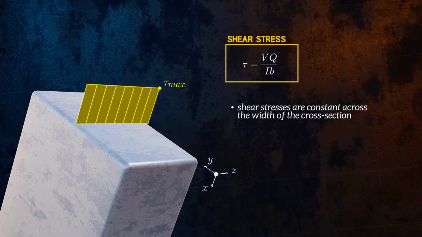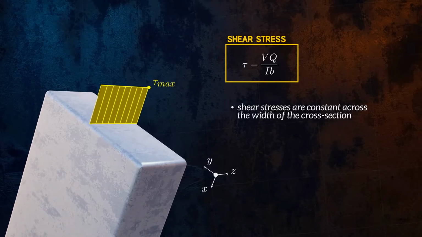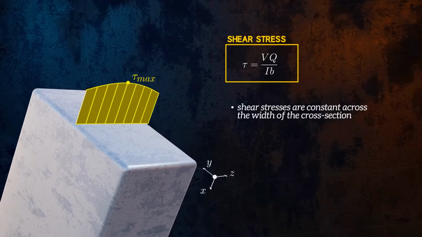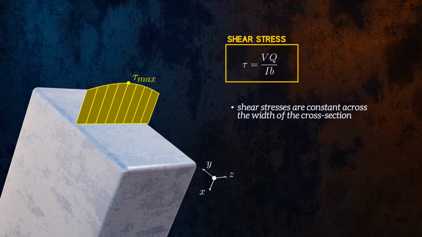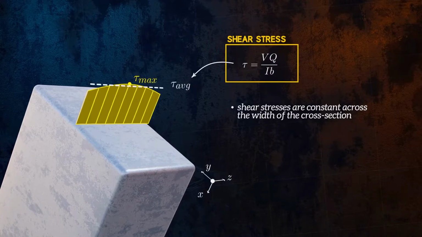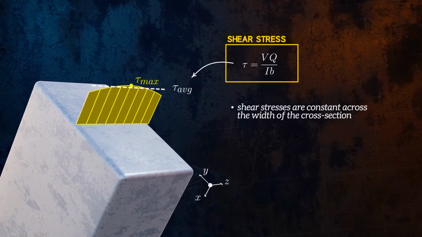For rectangular cross-sections, this is a reasonable assumption if the rectangle is thin. But for cross-sections like this one, the shear stresses can vary significantly over the width. And so, in these cases, the equation can really only give us the average shear stress across the width of the cross-section. It can't tell us what the maximum shear stress will be.